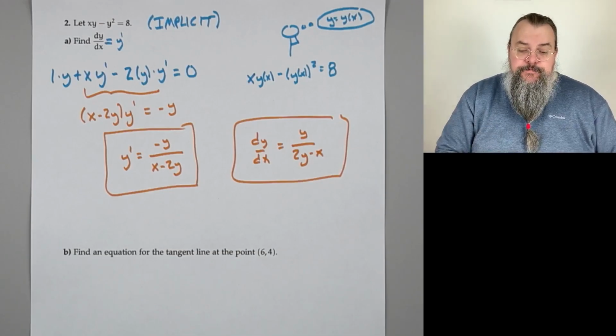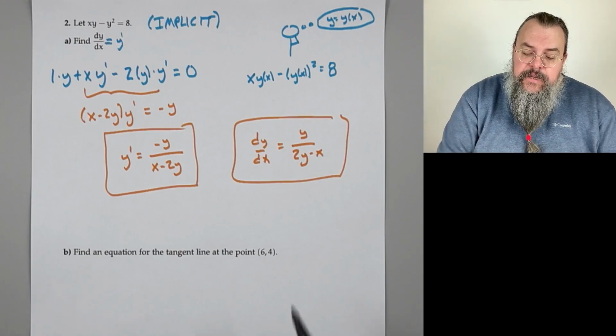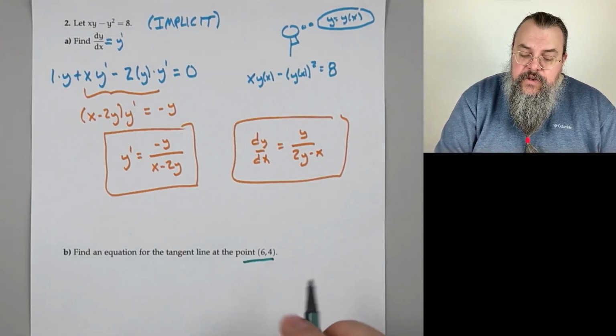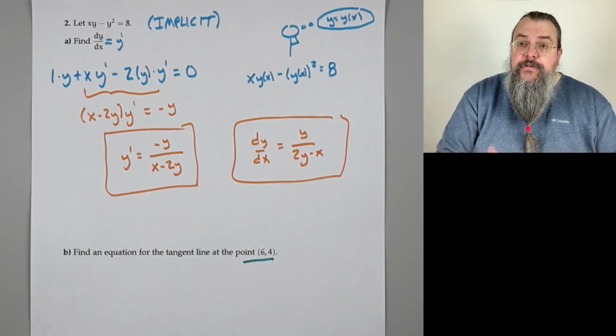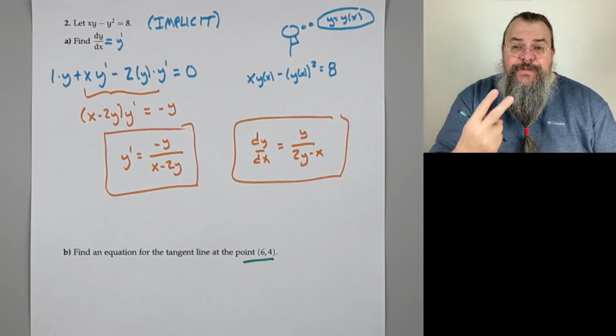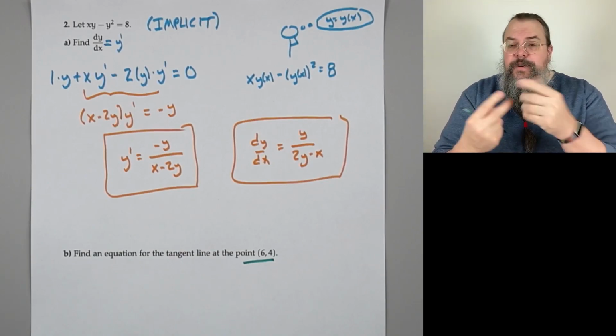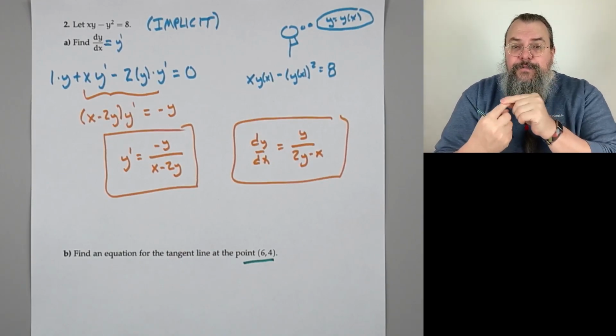All right, so that's part A. Now part B. Find an equation for the tangent line at the point 6, 4. So the good news is we have our point. So what do we need? If we're making a line, there's always two pieces of information, right? The point and the slope. Well, the point's done. So what's the slope?